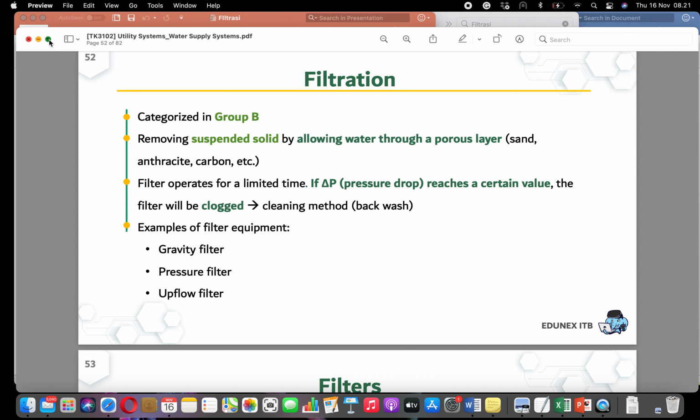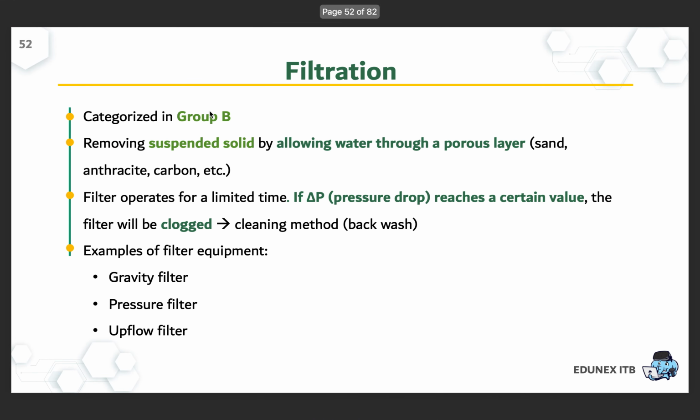Morning everyone. Last week we discussed water treatment, especially for industry, and we know we have two types of treatment. The first one is the external treatment and the second one is the internal treatment. First we will talk about the external treatment, and we can divide the external treatment into three. The first one is what we call group A, the second one is group B, and the third one is group C.